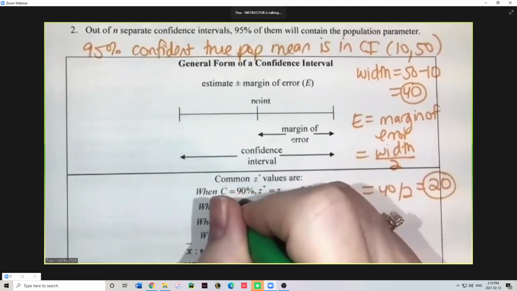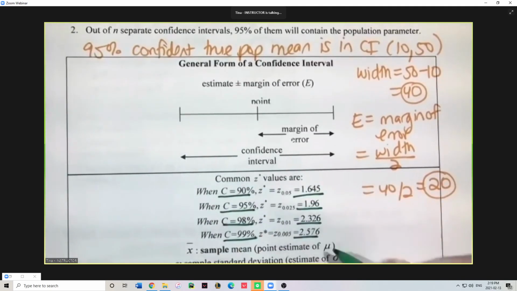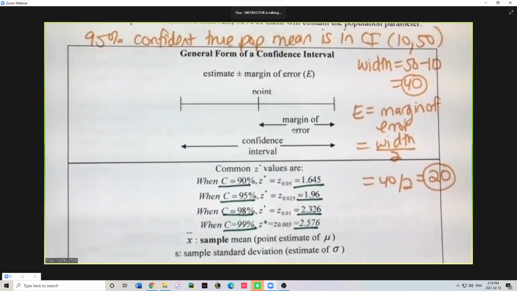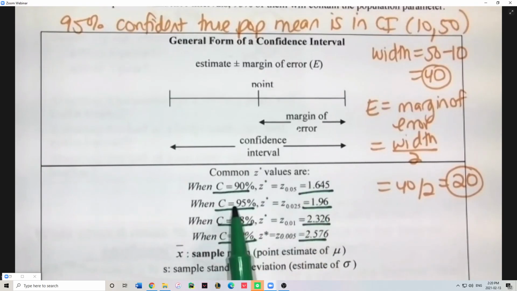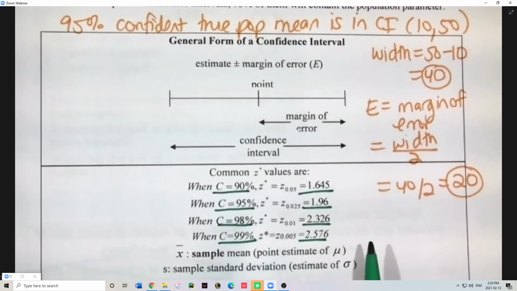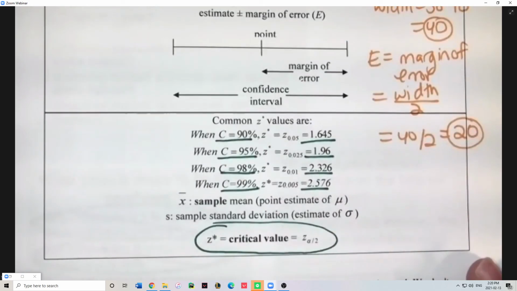Now, there are critical numbers that a lot of you will probably end up memorizing by the time you get to the test, because you use these numbers a lot. For 90%, 1.645 is your critical Z. 95% is 1.96. 98% is 2.326, or 2.33 if you round it. And 99% is 2.576. Those are the critical numbers we'll use for confidence intervals.